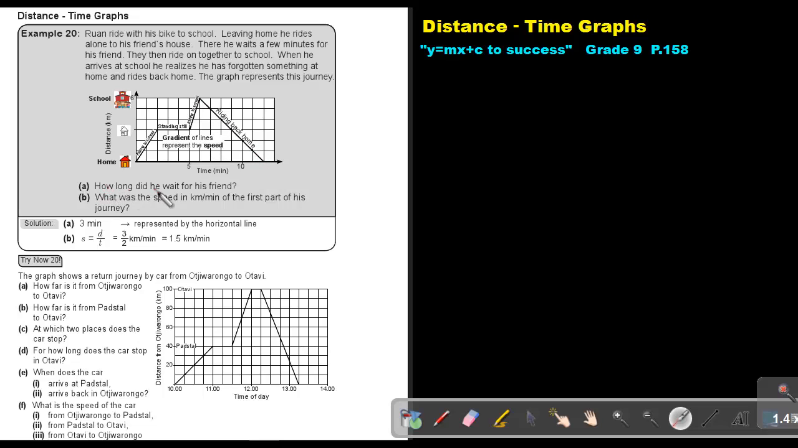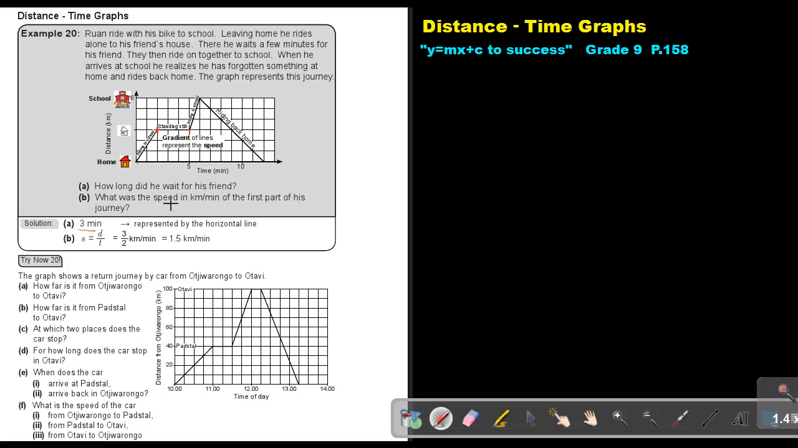So, how long did he wait for his friend? If you look at the graph, he was waiting from there to there. Now, let's just see. The first unit is 5. There is 1, 2, 3, 4, 5 blocks. So, every block is counting 1 minute. So, it's 1, 2, 3 minutes. He's waiting for 3 minutes.